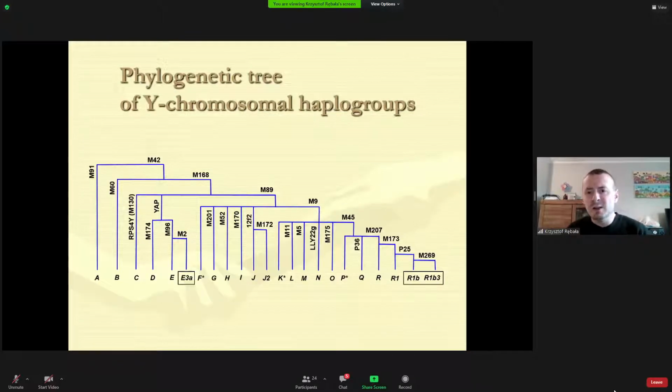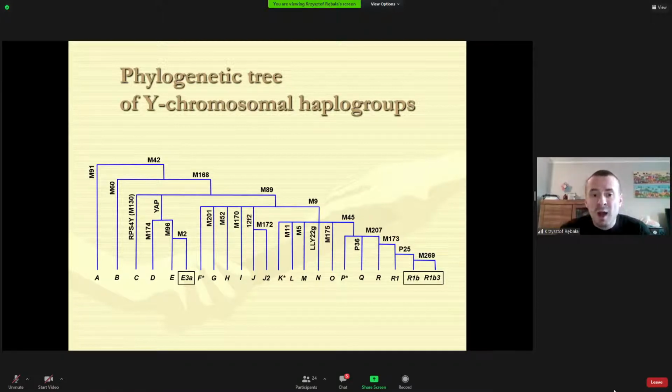Here is a very basic phylogenetic tree of Y chromosomal haplogroups. Haplogroups A and B are found natively only in sub-Saharan Africa. Haplogroup C is found especially in Eastern Asia. Haplogroup E is found in Africa, but also in Eurasia. Haplogroup H is found in Southern Asia and also in Europe, especially in Gypsies, the Romani people.